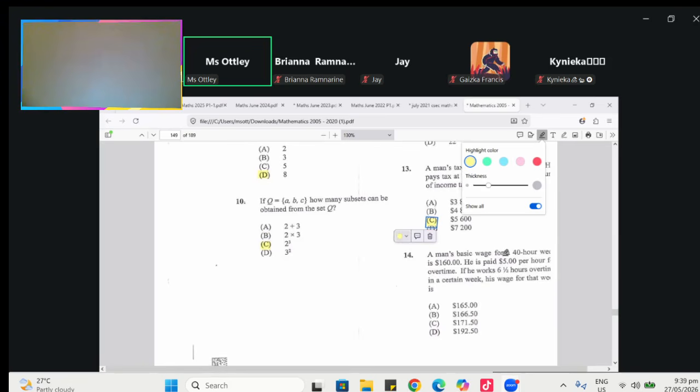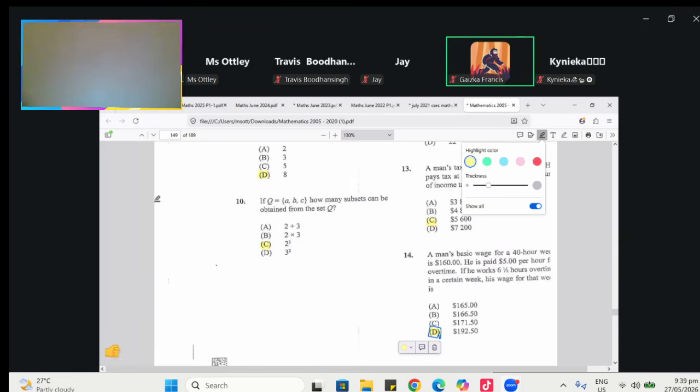Number 14, a man's basic wage for a 40-hour work week is $160. He is paid $5 per hour for overtime. If he works 6.5 hours overtime in a certain week, what is his wages? D. Which answer? D. All right. Do I need to do the working for this, or are we okay on how we found D? Yeah, miss. All right.